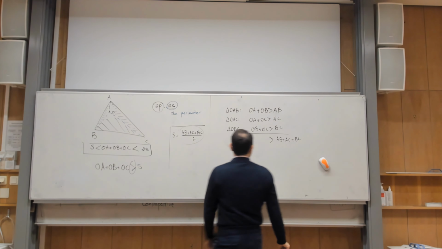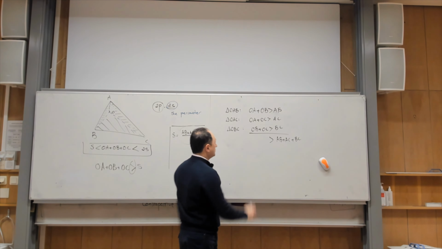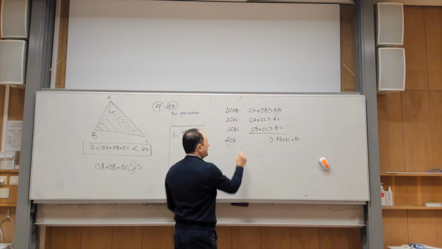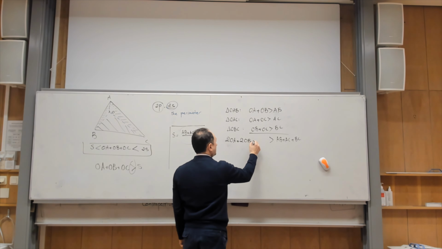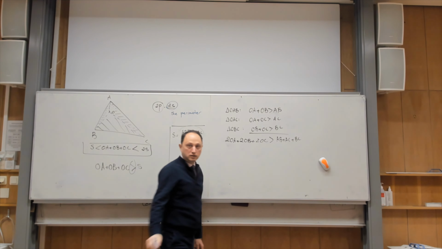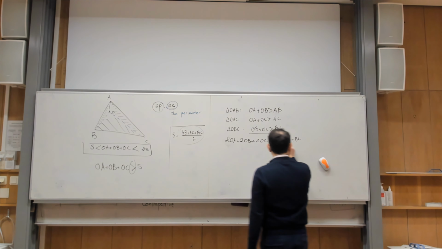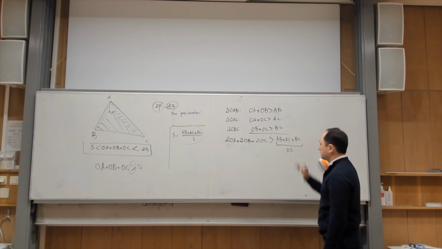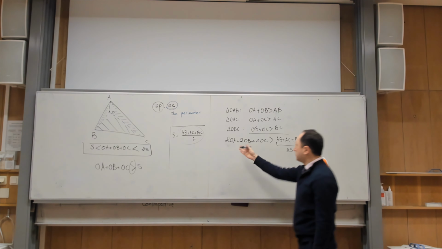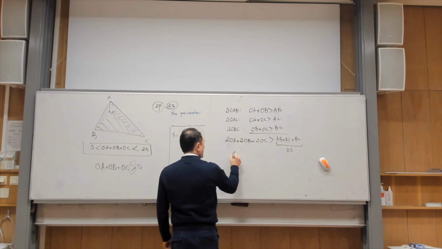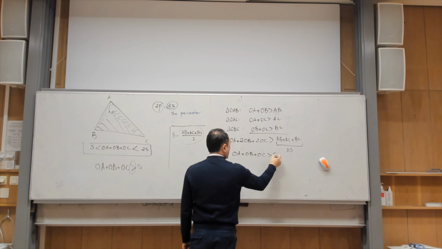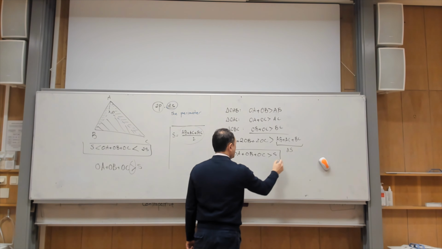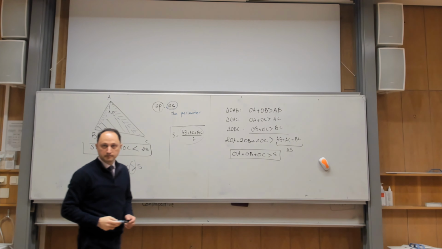On the left-hand side, how many OAs you see? 2. So it becomes 2 OA. How many OBs you see? 2. And how many OCs you see? 2 again, yes? But what is this one? It is called 2S. Okay? And I divide everything by 2. So OA plus OB plus OC is greater than S. That's a good and simple fact.